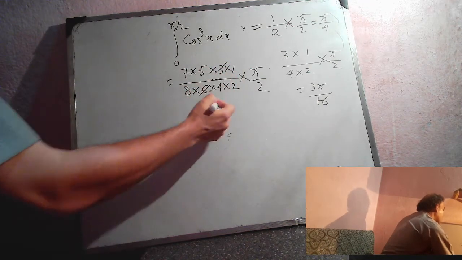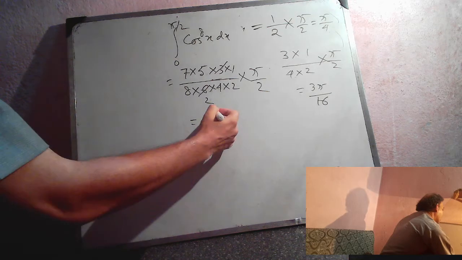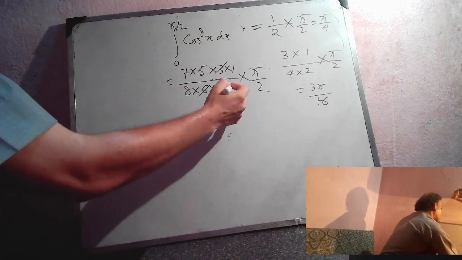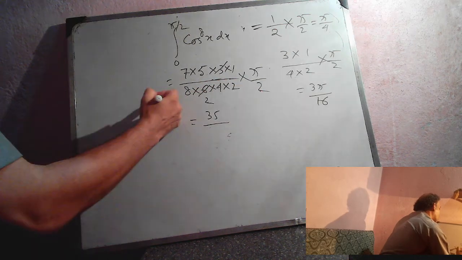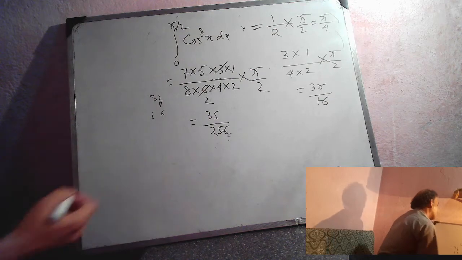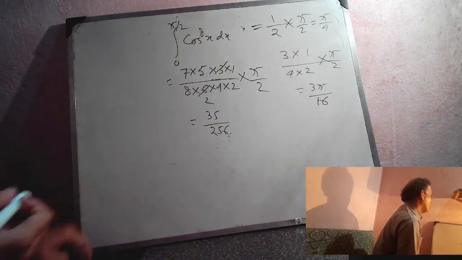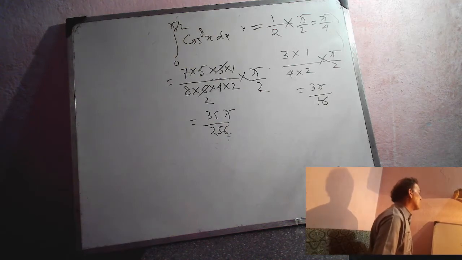Now you can simplify it: 3, 2, 35, 4, 16, 32, 32 multiplied by 8, 256. So 35 pi upon 256. This is the final answer.